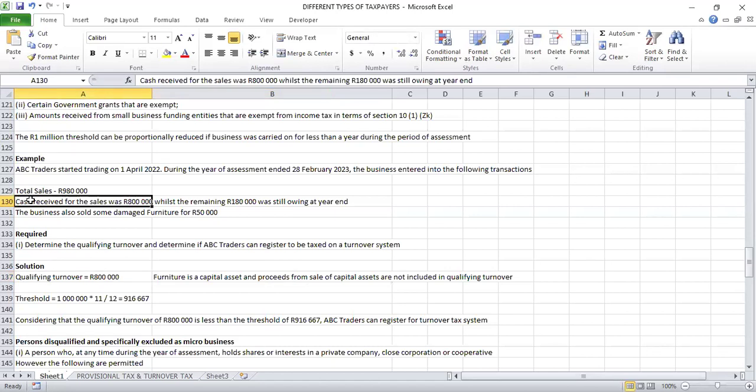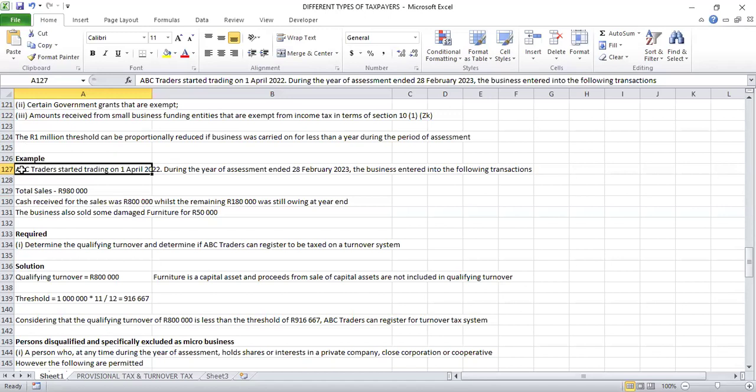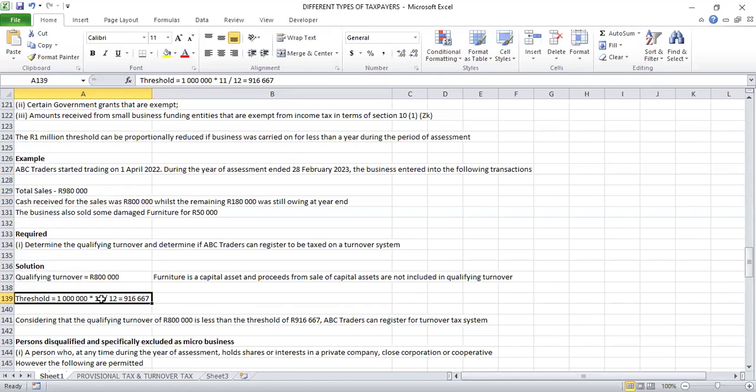Right. Now to check if they qualify as a micro business, remember, for you to qualify as a micro business, your turnover should be less than 1 million in a 12-month period. But here we don't use 1 million as the threshold. Why? Because they only started operating in April. So their year was April to February, which was 11 months. So we have to calculate their threshold. So their threshold would be 1 million times 11 over 12 because they operated for 11 months.